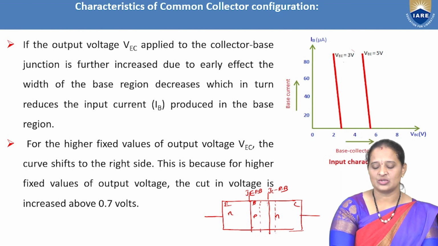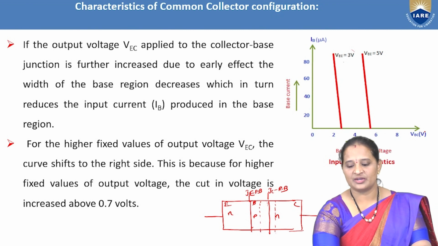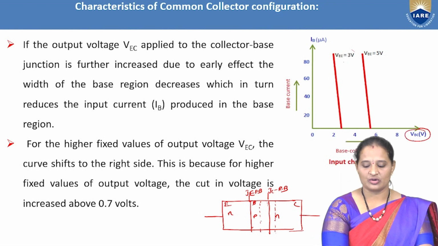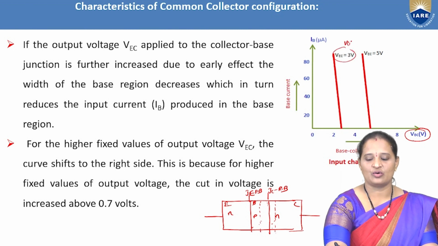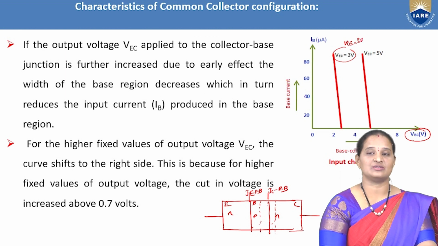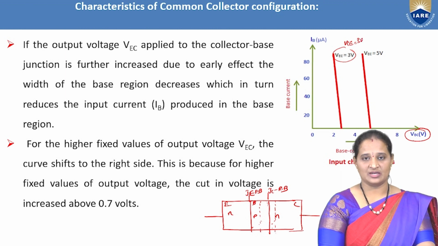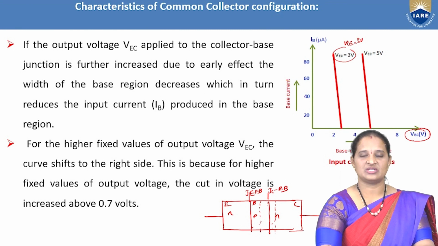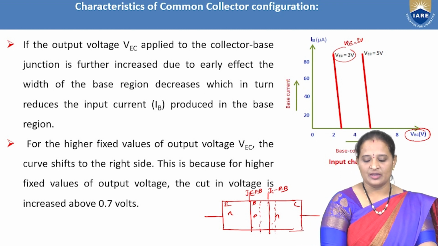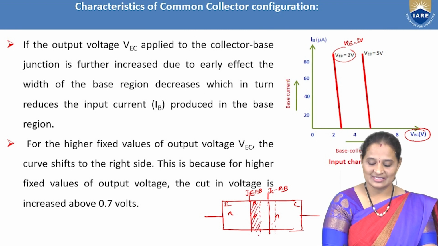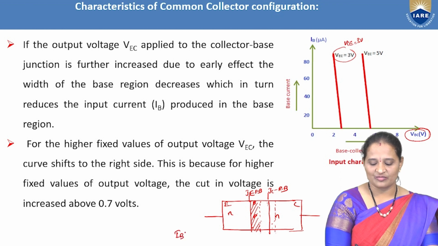Now as we are increasing VBC, the reverse voltage across the base to collector junction will be increased. What I said is, first we need to keep VEC constant, for example 3 volts. After keeping that VEC constant, we have to increase VBC in steps. As we go on increasing VBC, the width of the depletion region will be increasing, and due to that, the effective width of the base region where the recombination takes place will be reduced, and hence finally the base current will be reduced.